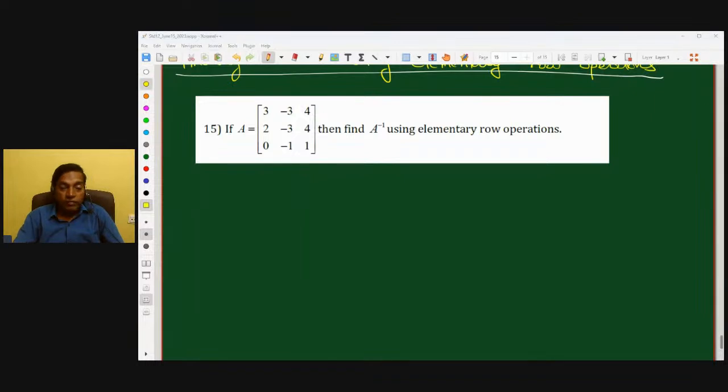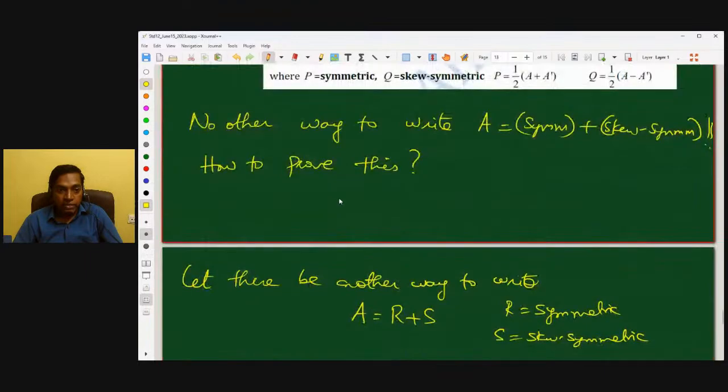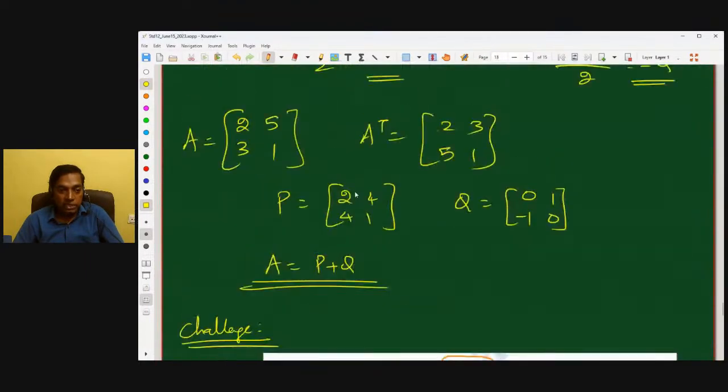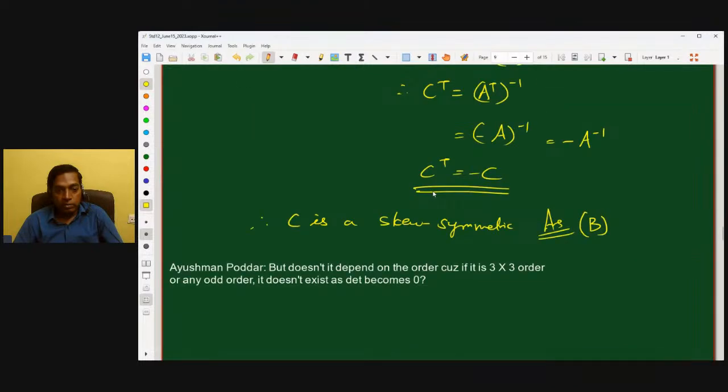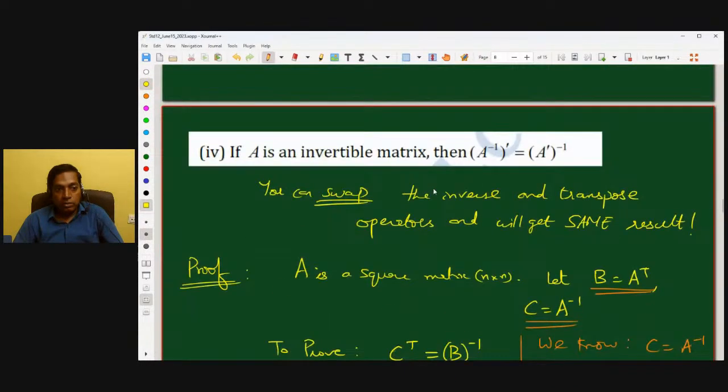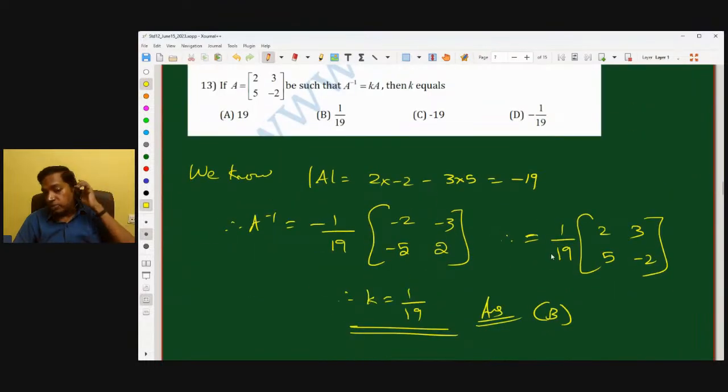See, if you want to find A inverse, what does it actually mean? Sorry, before that, there are a couple of questions. In question 13, won't the determinant change minus 19 to positive 19? In 13, the determinant will change. See, it's 1 by 19 times original matrix A. Determinant is minus 19, but the inverse is minus 1 by 19 times something. So yes, that's why it becomes positive 1 by 19. That's why the answer is option B, Kavya Karthik.